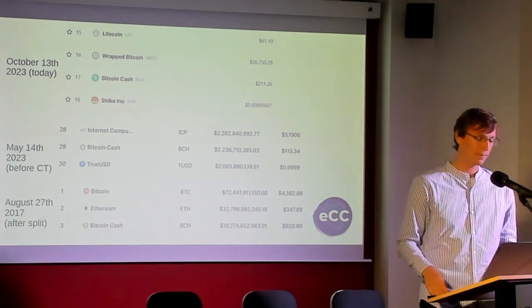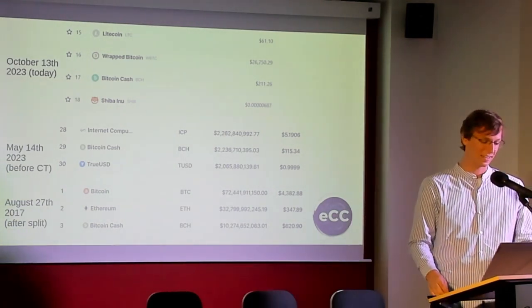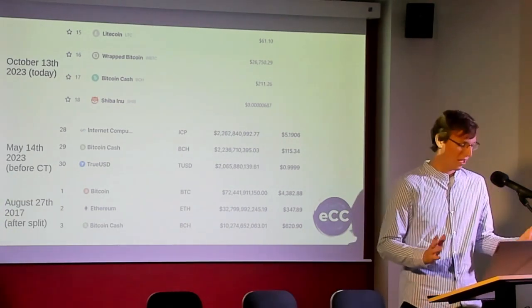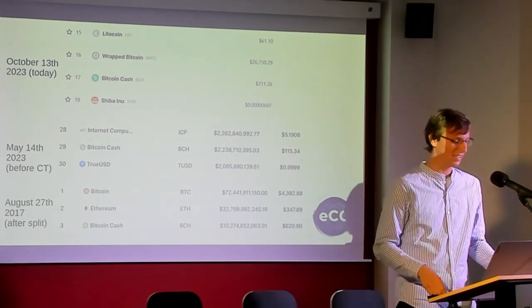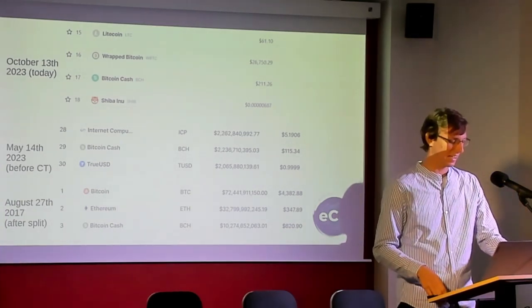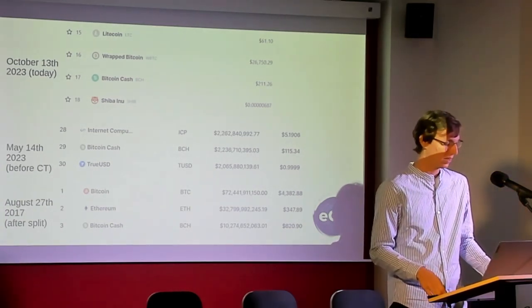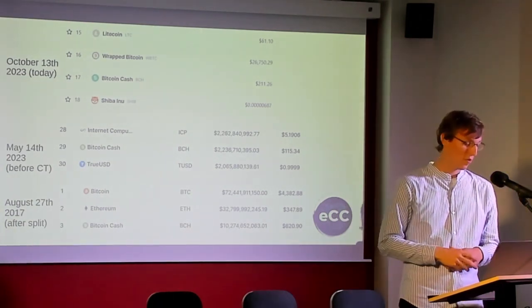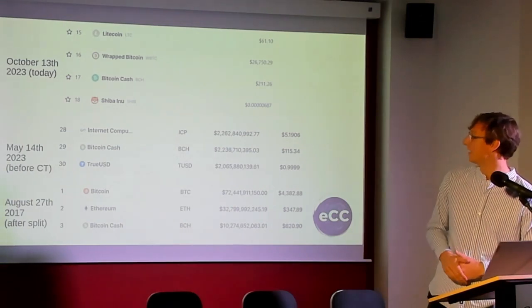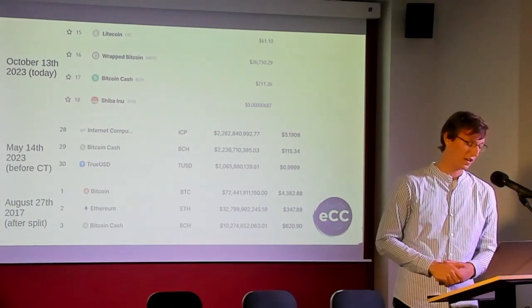So I would say that's not doing too well, especially Litecoin. I don't want to be controversial, but there's little development going on and little innovation. So we should at least try to be better than Litecoin. But if we take a look at where we were right before the CashTokens upgrade, we were at place 29 behind the Internet Computer and just before True USD.